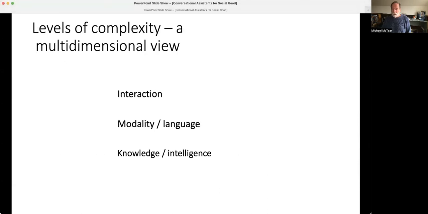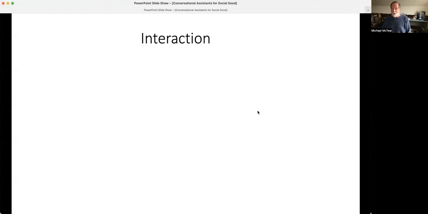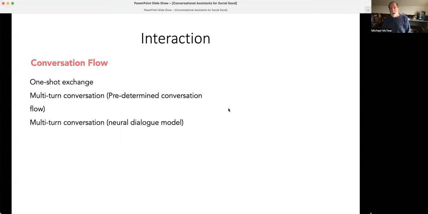Looking at levels of complexity, there are three different dimensions that we can look at. One is interaction, the way the interaction is handled. Then there's modality and language. And then there's the knowledge and intelligence that the chatbot might have. So looking first at interaction, as far as the conversation flow is concerned, we can have simple conversations, which consist of a one-shot exchange, where the user asks a question or makes a command, and the system responds.